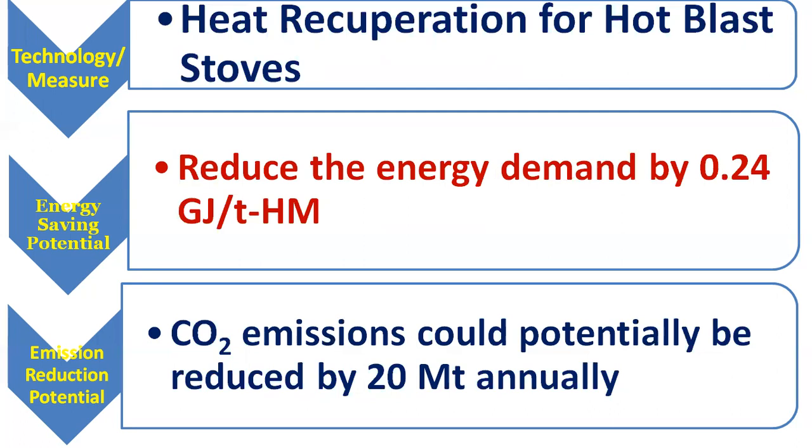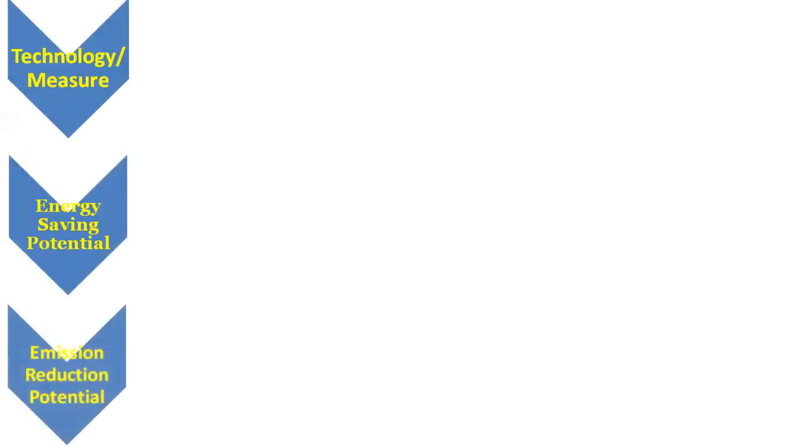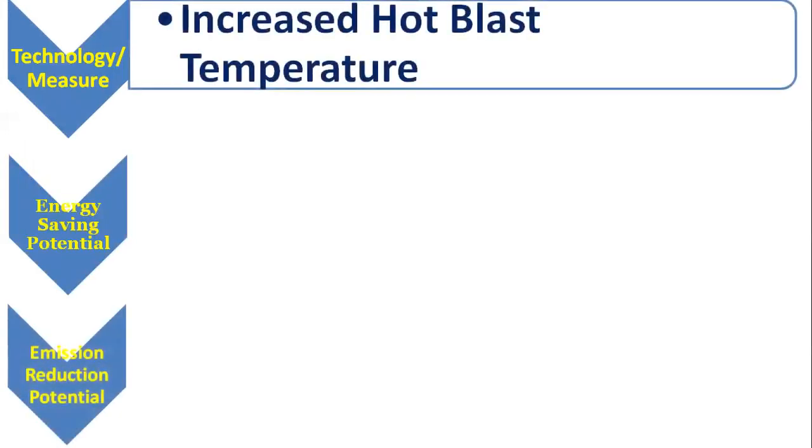Various systems allowing fuel savings between 80 to 85 megajoules per ton of hot metal have been installed. By recovering 40 to 50% of the sensible heat from the stove flue gases, 0.125 gigajoules per ton of pig iron saving has been realized in a Japanese integrated steel plant. Then the next measure is increased hot blast temperature, that is, hot blast temperature greater than 1000 degrees centigrade.